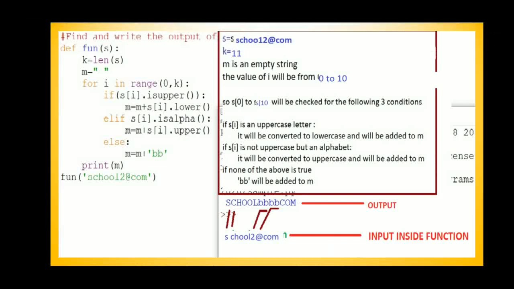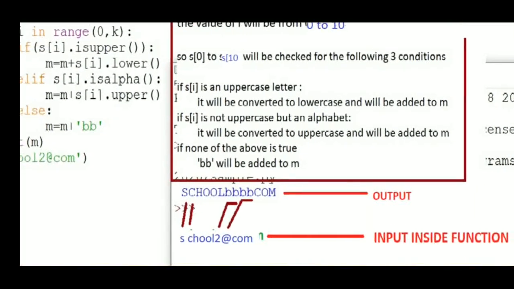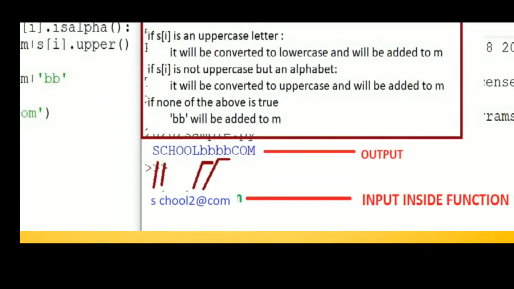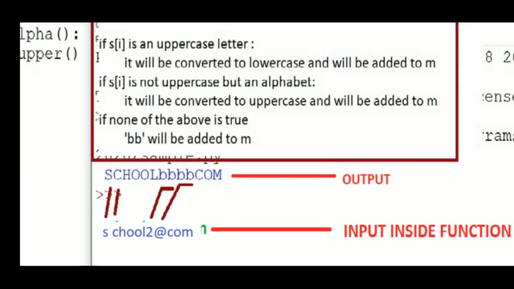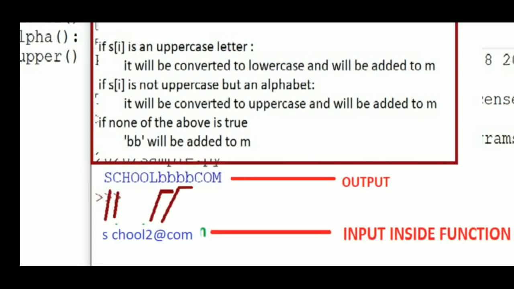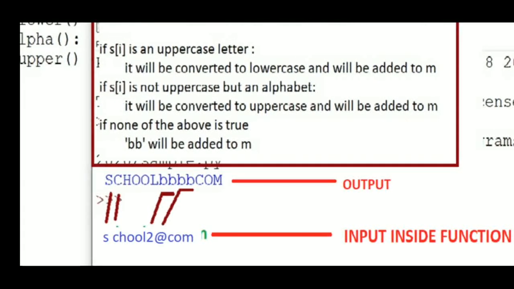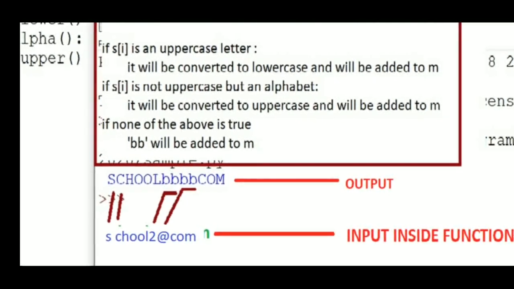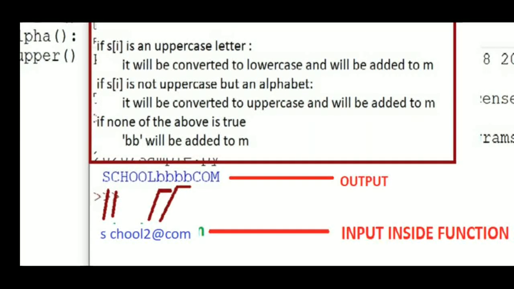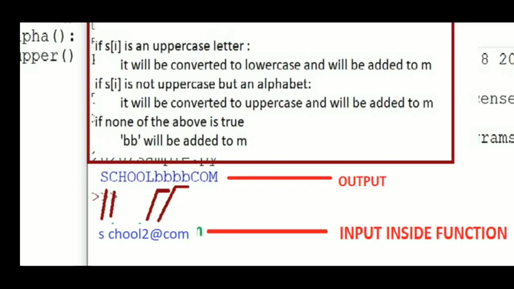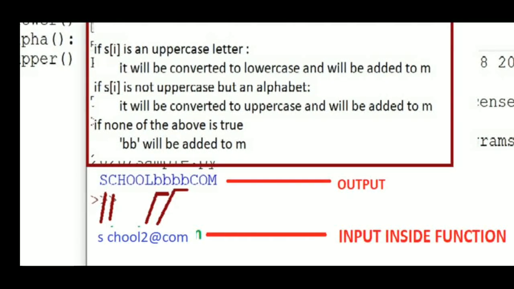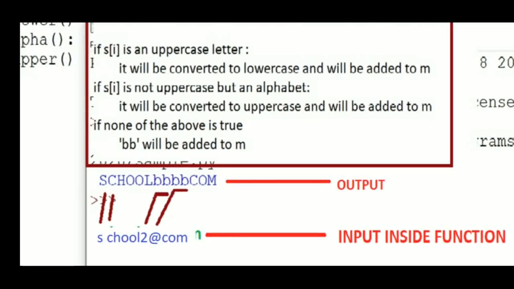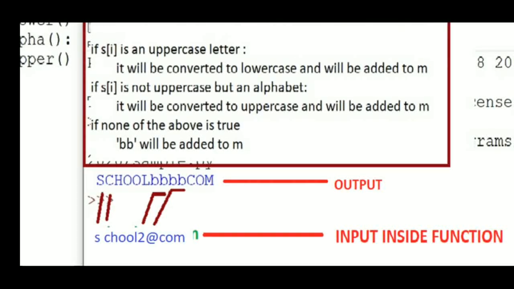So now let's concentrate on the input and output, as the input is given below and the output is given above it. As you can see, for the string, we are starting from s and going from below to above. s is not an uppercase letter, so the first condition is not satisfied. The second condition is satisfied, it's an alphabet, so s will be converted to capital S and stored in m. Similarly, small c will be converted to capital C and stored in m. Same goes for h, it will be converted to capital H and stored in m. Same for the o's and l, they will be converted to capital letters and stored in m.